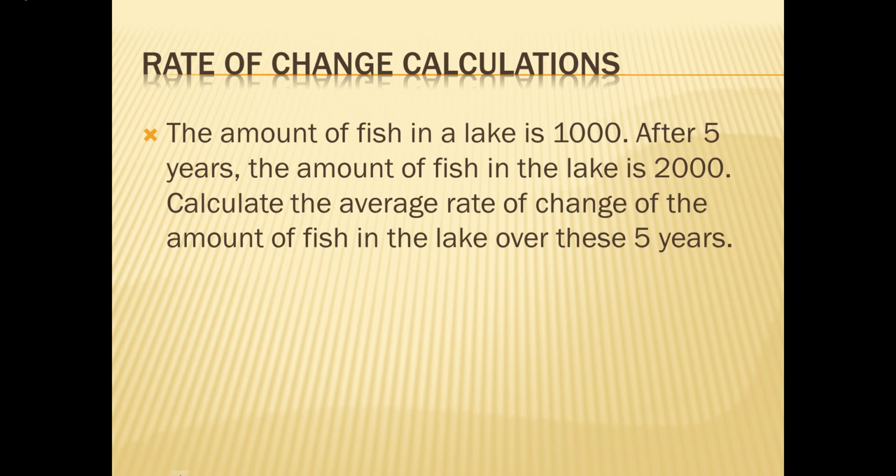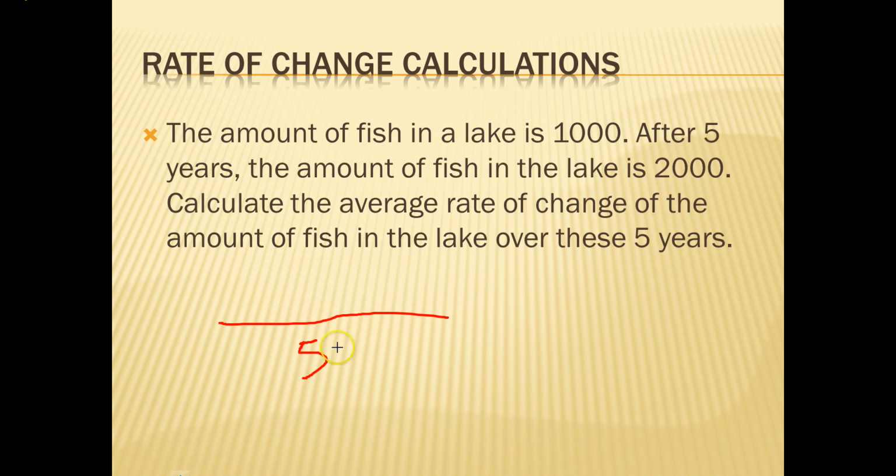So the amount of fish in the lake is 1,000. After 5 years, the amount of fish in the lake is now 2,000. Calculate the average rate of change in the amount of fish in this lake over the 5 years. So let's first figure out which one is our independent variable. Time is our independent variable, because the amount of fish in the lake depends on the amount of time. Unfortunately there's no initial year given, but we know that the change in the number of years is 5.